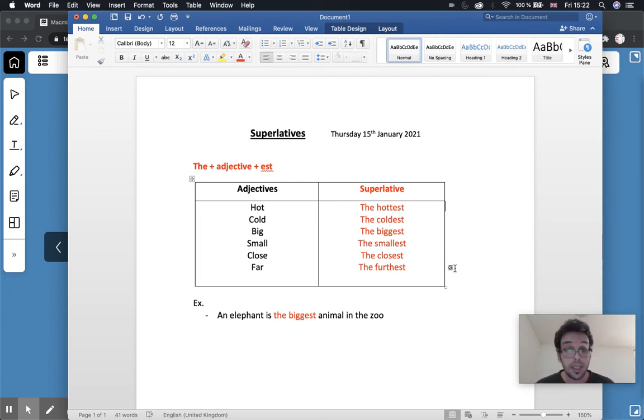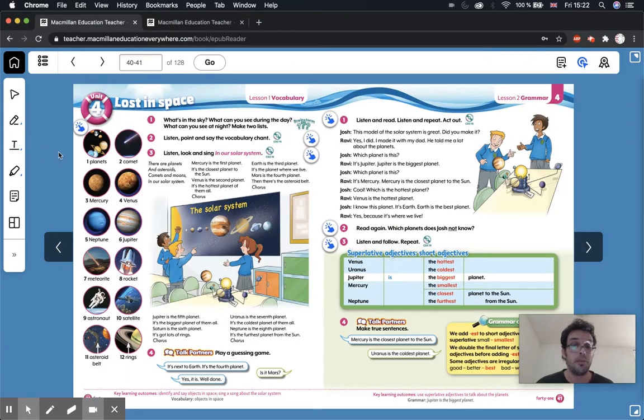Okay. Have you copied everything in the notebook? Now, if you need time, you can stop the video while you copy. Si necesitas tiempo, puedes parar el video mientras que escribes. Okay. Finish copying? Very good. Let's go back to the pupils book. Volvemos al pupils book. Page 41.